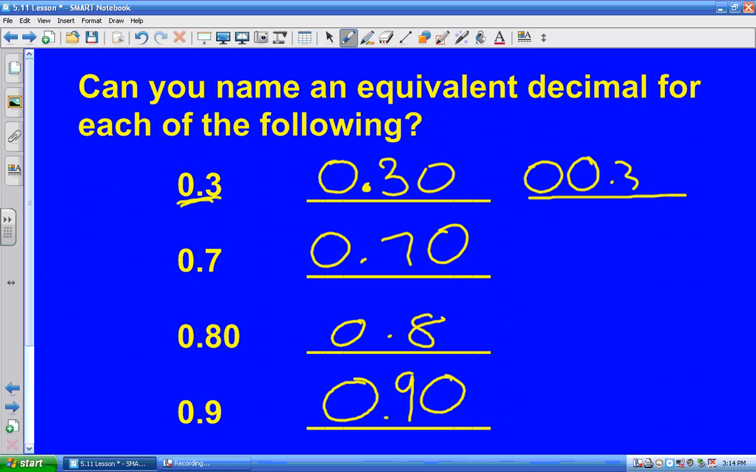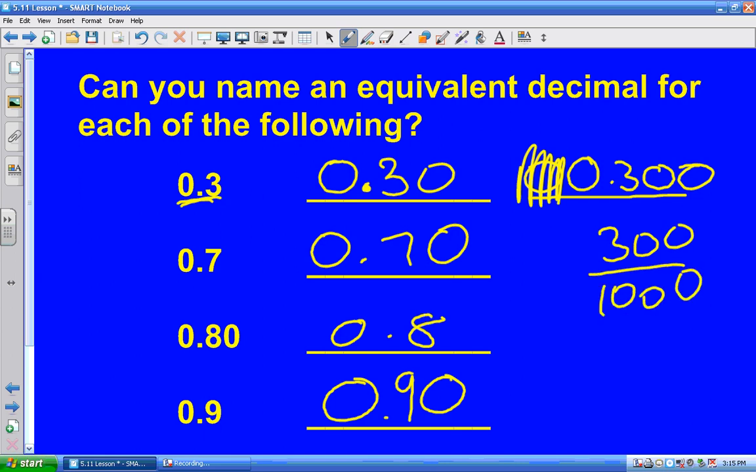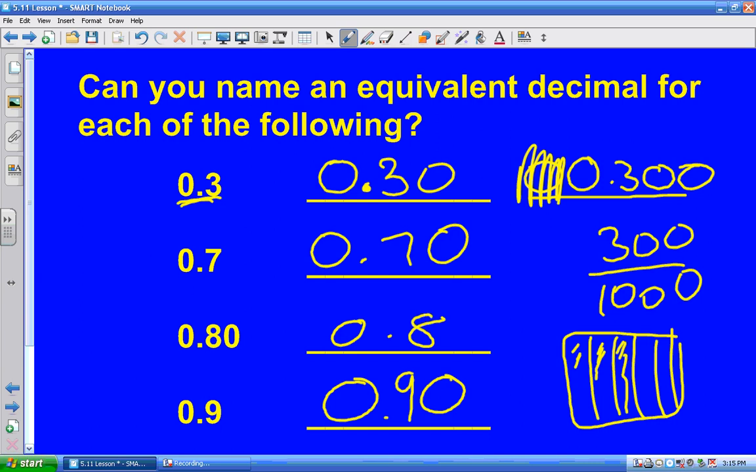That means it's over 1,000. It's close to 10,000, but not quite. I'll give you a hint. Caitlin? There you go. This is breaking us into 300 out of 1,000. If I had a 1,000 grid, that would look very similar to having 10 columns, but there would be 100 here, 100 here, and 100 here.